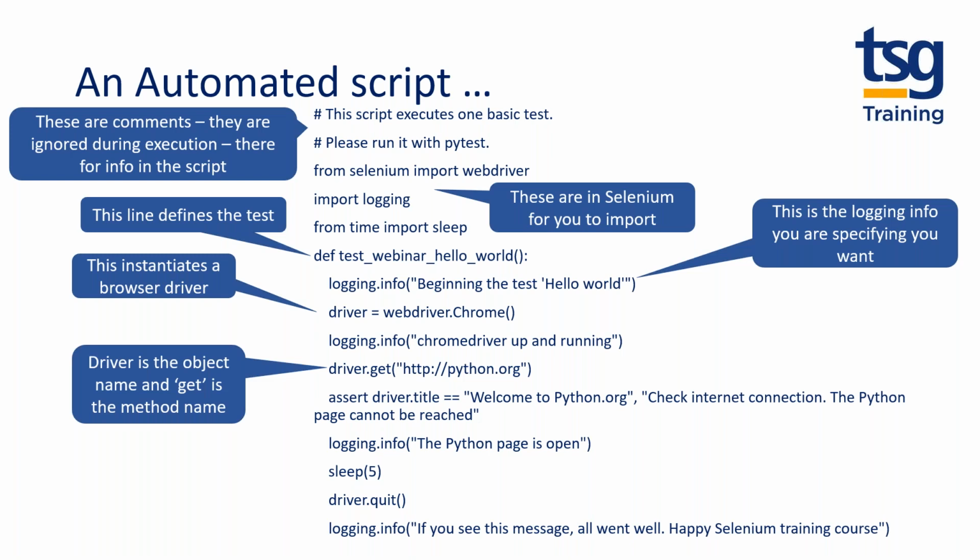The next step is to navigate to the web page that you want to test. You do this by invoking the get method on the driver variable. The get method takes the URL of the web page that you want to test as an argument.